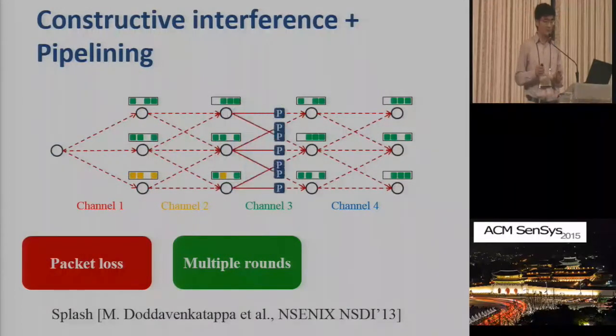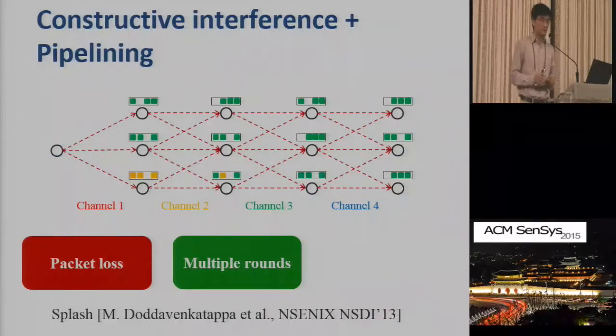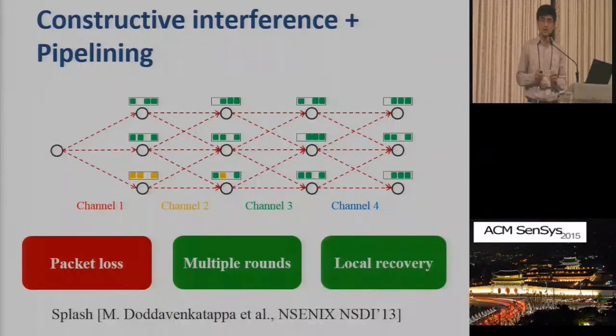As we see, even after several rounds, there are still some nodes that are missing some packets. What Splash does is leverage a local recovery phase to achieve 100% reliability of the network. In the local recovery phase, every node asks for the missing packets from their neighbors using CSMA-based multiple access.